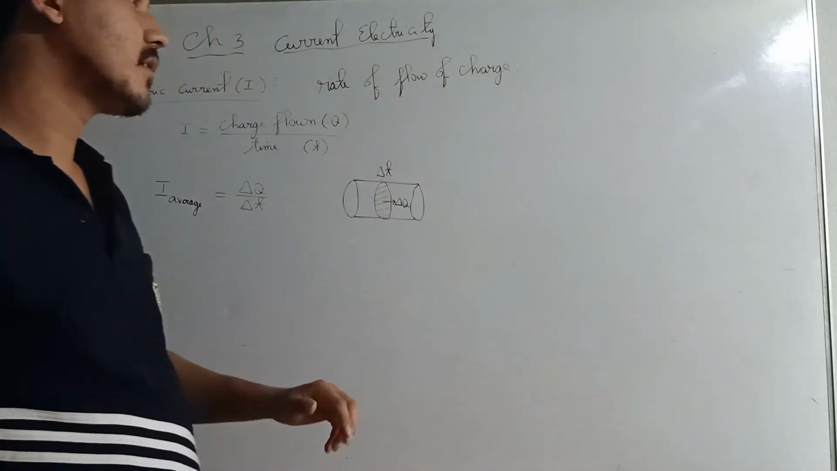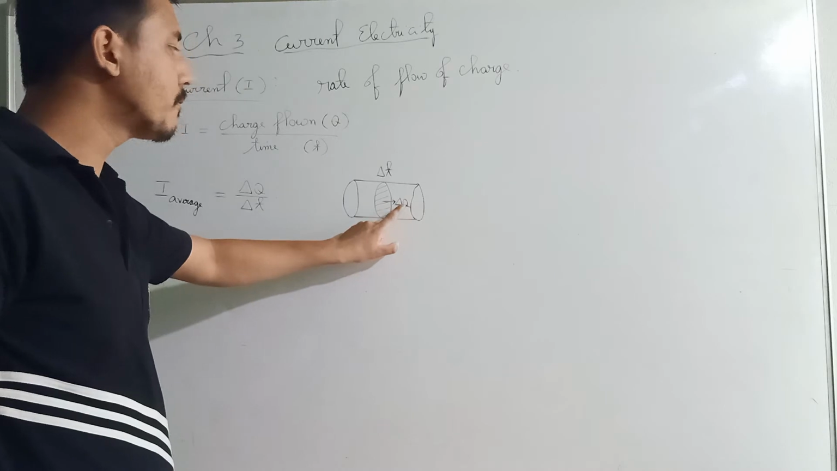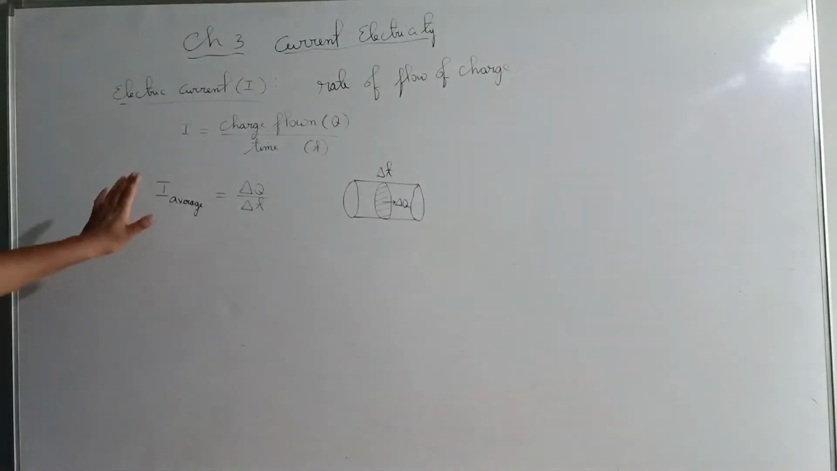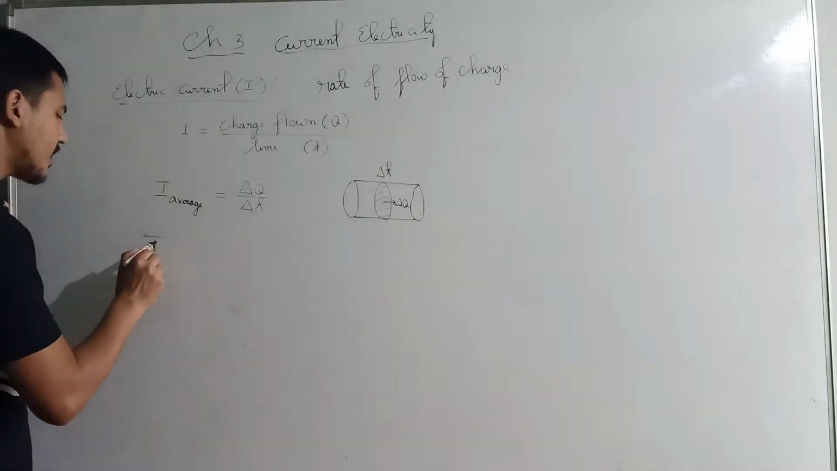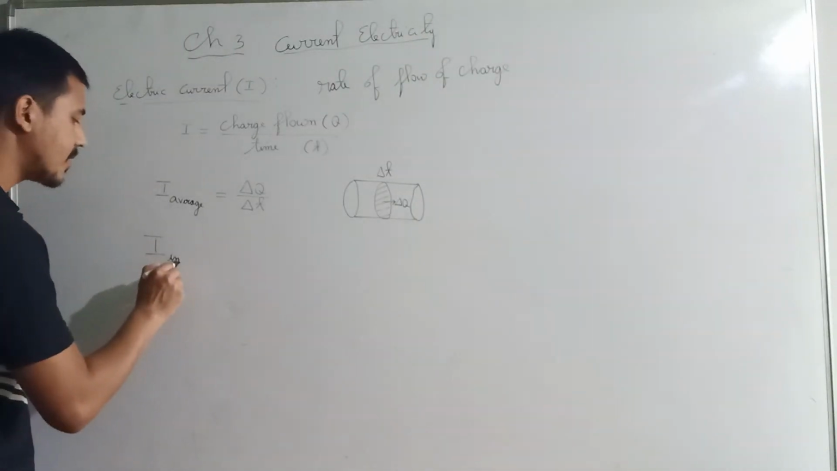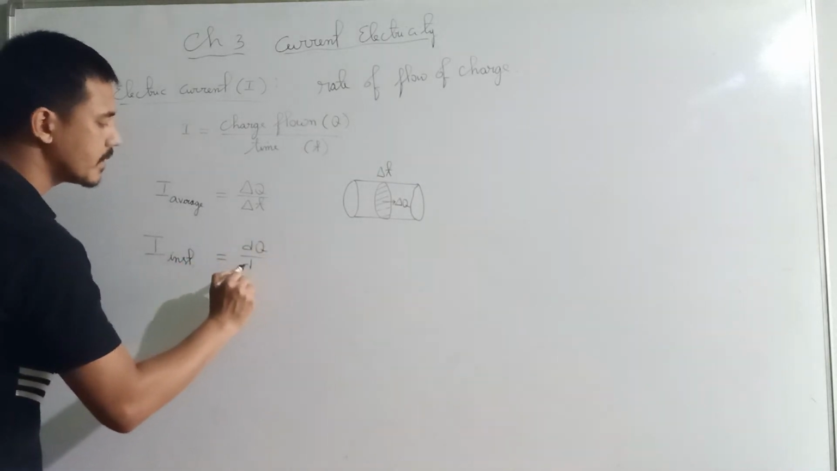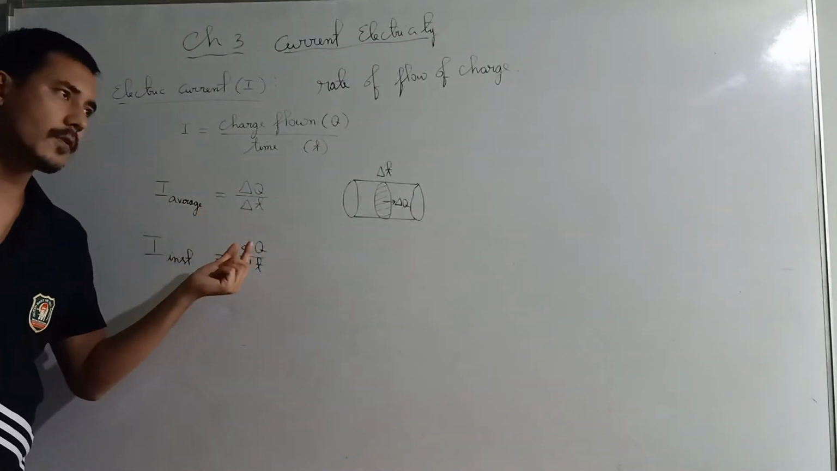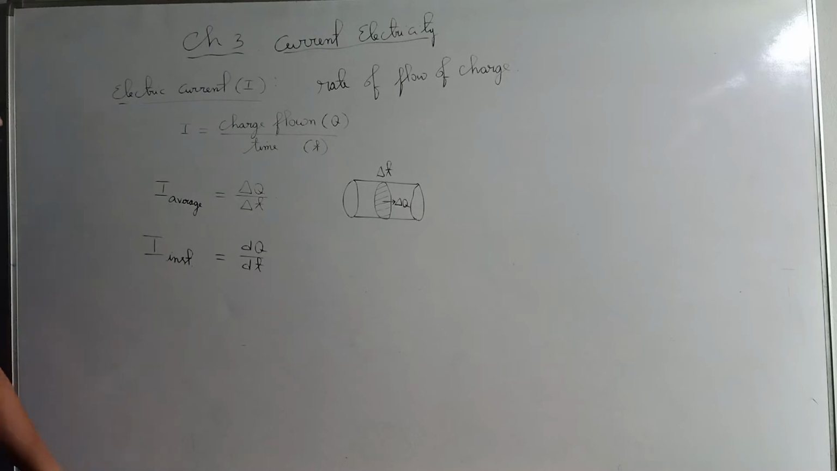Okay, if this is a conductor, consider any cross-section of the conductor. If charge delta Q flows through this section in time delta T, then the average current will be given by delta Q upon delta T. And the instantaneous current, I instantaneous, is given by dq upon dt. If a very small amount of charge dq flows in a very small time interval dt, then the instantaneous current will be given by dq upon dt.